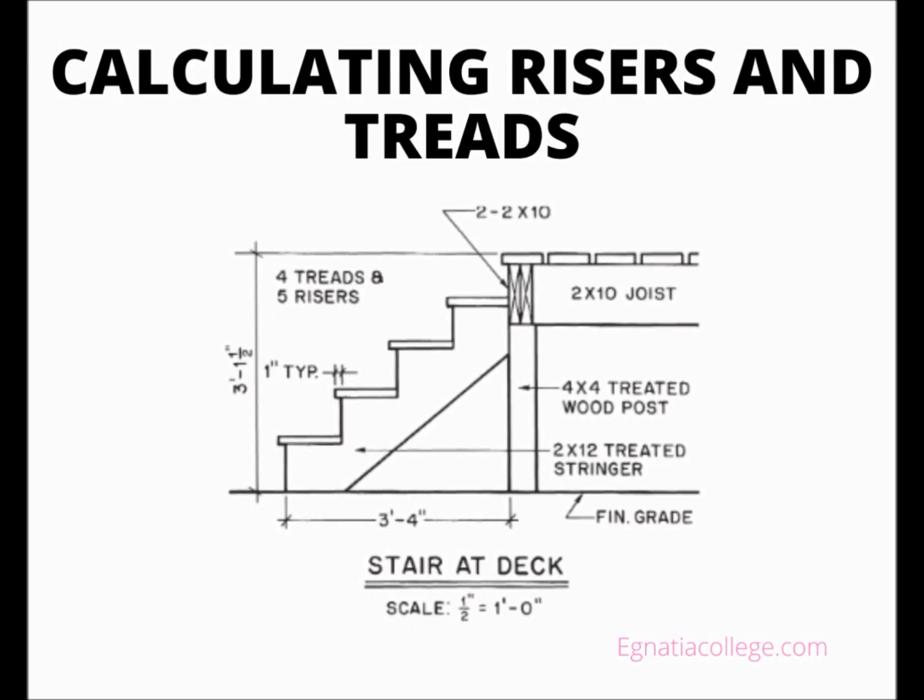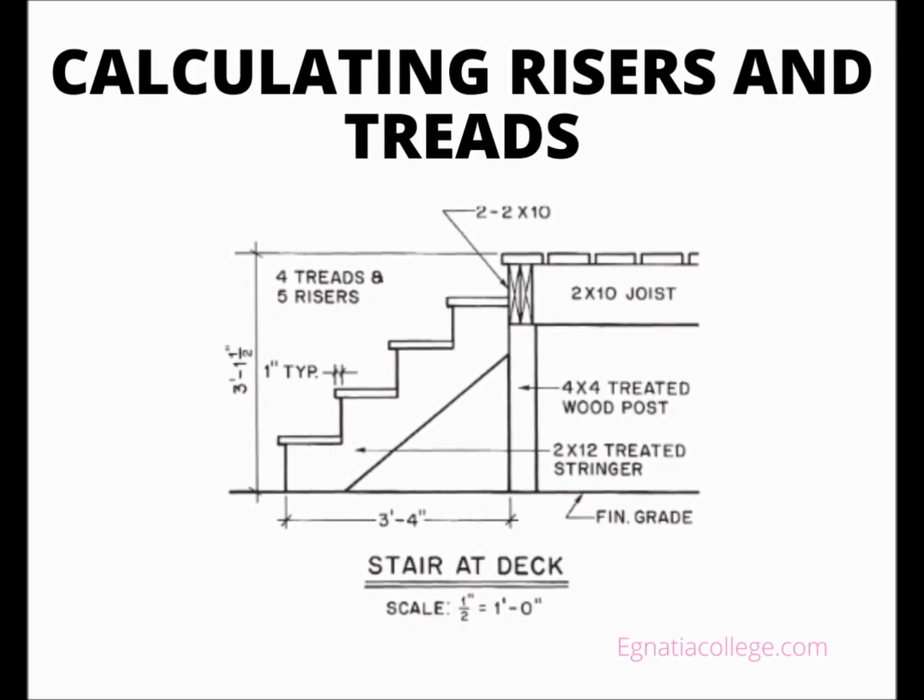Sections R311.7.5.1 and R311.7.5.2 of the International Building Code specify that risers cannot be more than 7 3/4 inches high and treads must be at least 10 inches deep.